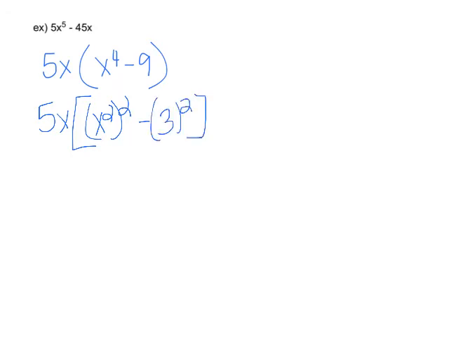So now what's inside of our brackets looks like just what we did in our last example. So I'm just going to simplify that. So I'm going to have 5x times x squared minus 3 times x squared plus 3.